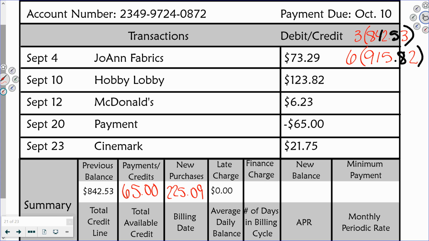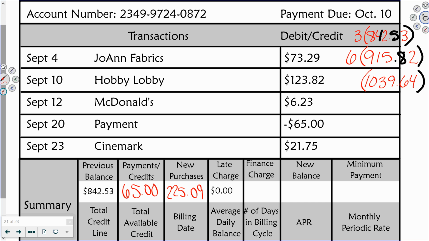Okay, what happened on September 10th? So what do I do with the 123.82? I'm going to add that on. So now I'm at 1,039.64. The question is, how many days did it sit there?